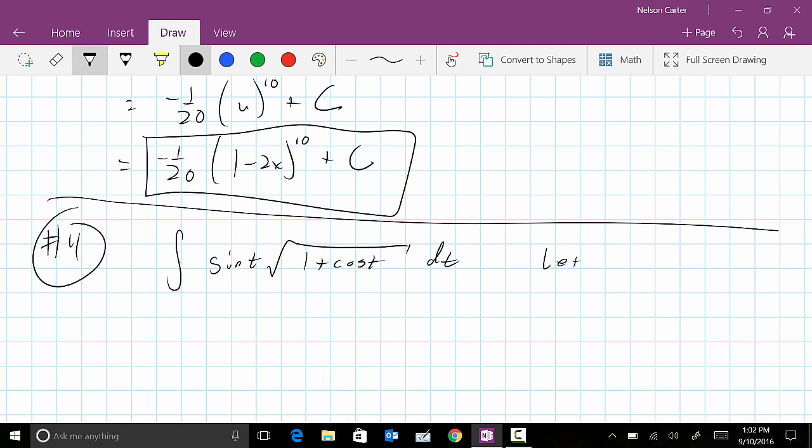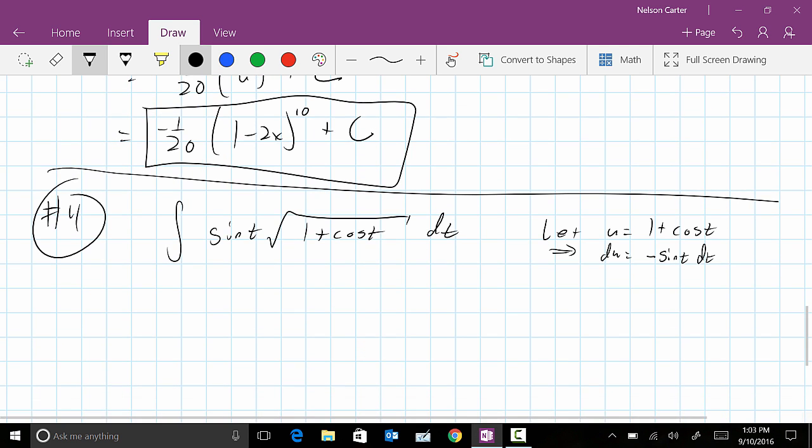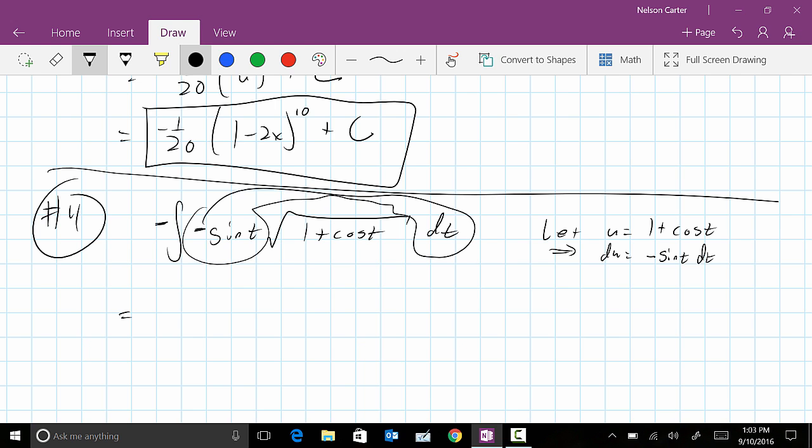So let's let u equal 1 plus the cosine of t, but that would imply then that du is equal to, the derivative of 1 is 0, the derivative of the cosine is negative sine of t, and then dt. Okay, so now here's what I'm going to do. I'm going to put the negative here, and then the negative outside. And so now I've got this negative sine of t dt, so that's all going to become du.